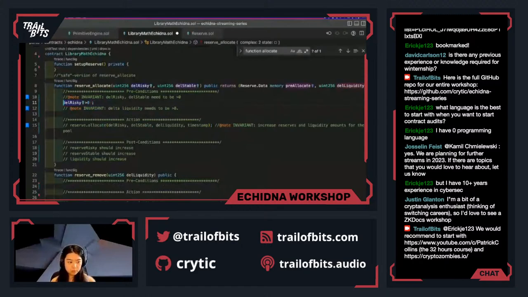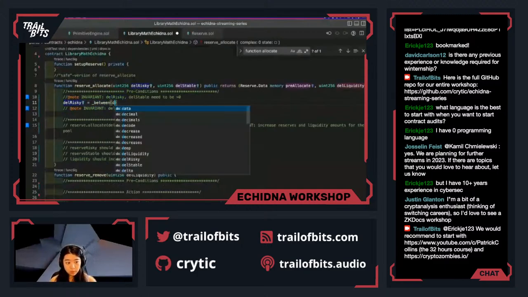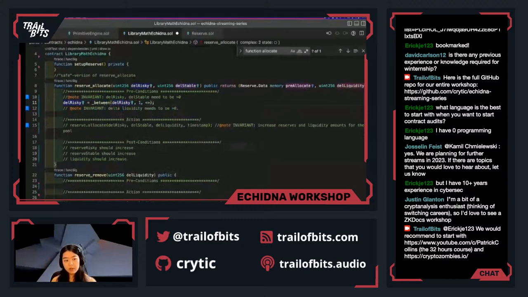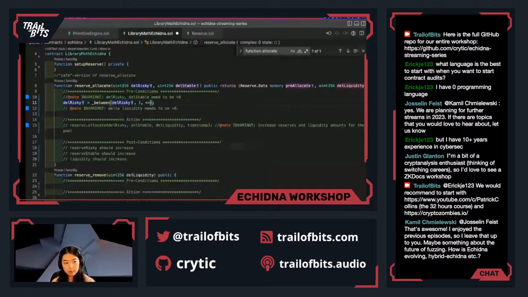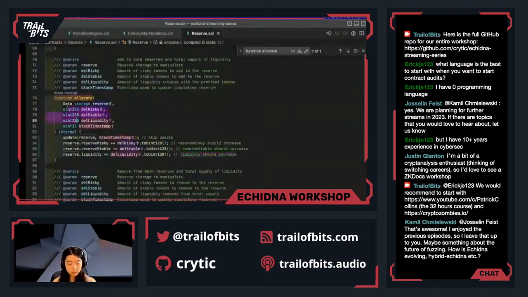Whereas if we use something like del risky is between one and something, Echidna will guarantee to always bound it above one. Now, this brings up an interesting question of what our bound should be. Right now, it's bound to the max U256. In order to figure out what that bound needs to be, we can just take a look at what the data structure looks like in the reserve.